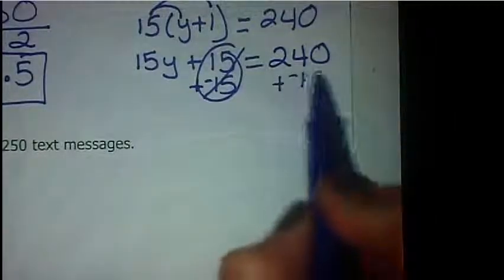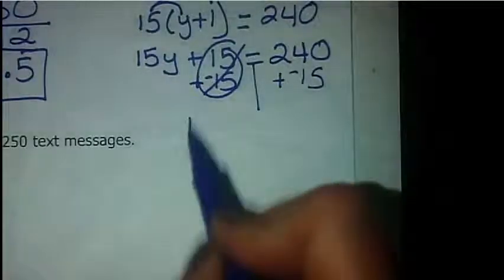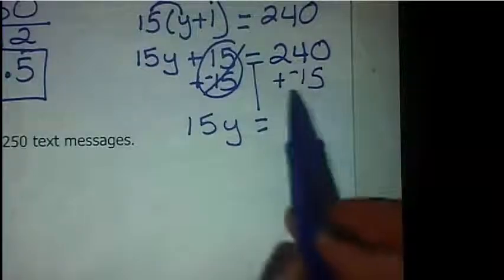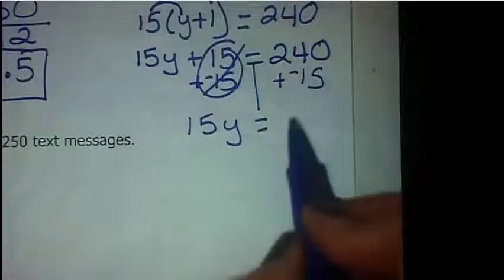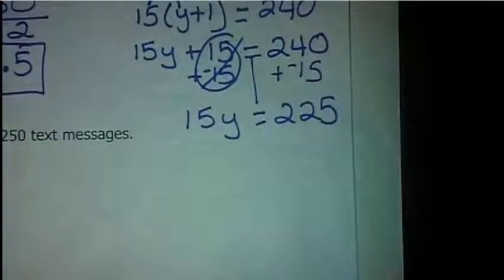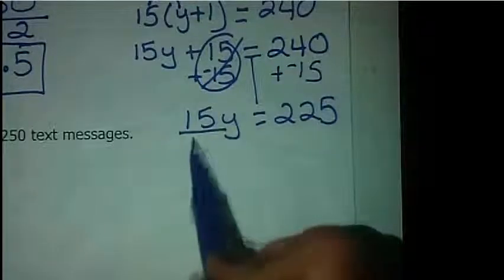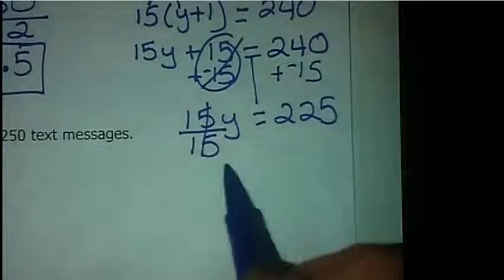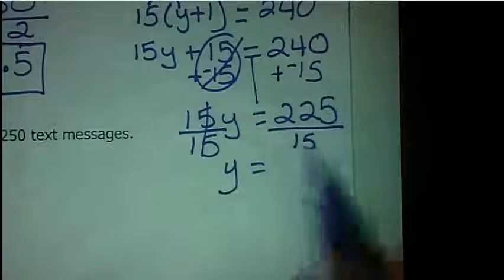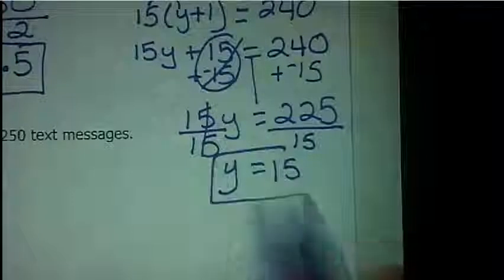We'll add a negative 15 on this side. So what we have left over here is simply 15y, and over here I have 240 plus a negative 15, which works out to be 225. Your last step, I have to figure out what times 15 makes 225, so I'll do the opposite and divide by 15. I'm left with y. Over here, divide by 15, and we get another 15. Lots of 15s in that problem.